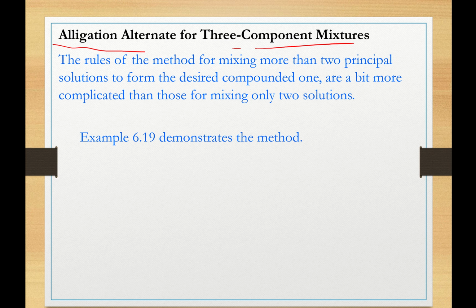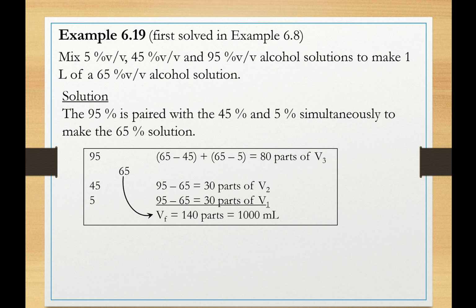Obviously, now the rules are much more complicated, and they are written maybe in 6 steps instead of 3 steps. But let's best go and solve an example. It's just easier to understand how to do it. So here, we have seen this example in example 6.8, I believe in lesson 14. So we are mixing 5%, 45%, and 95% alcohol solutions to make 1 liter of 65% alcohol solution.